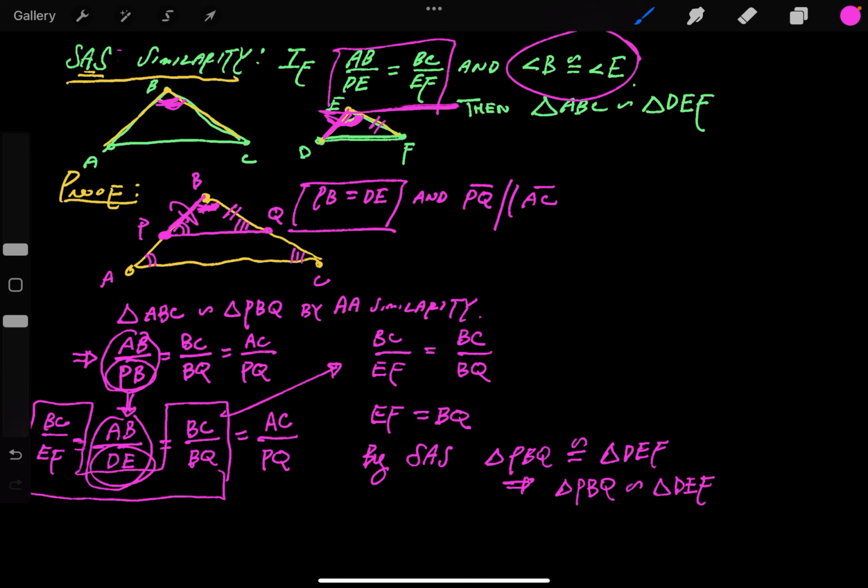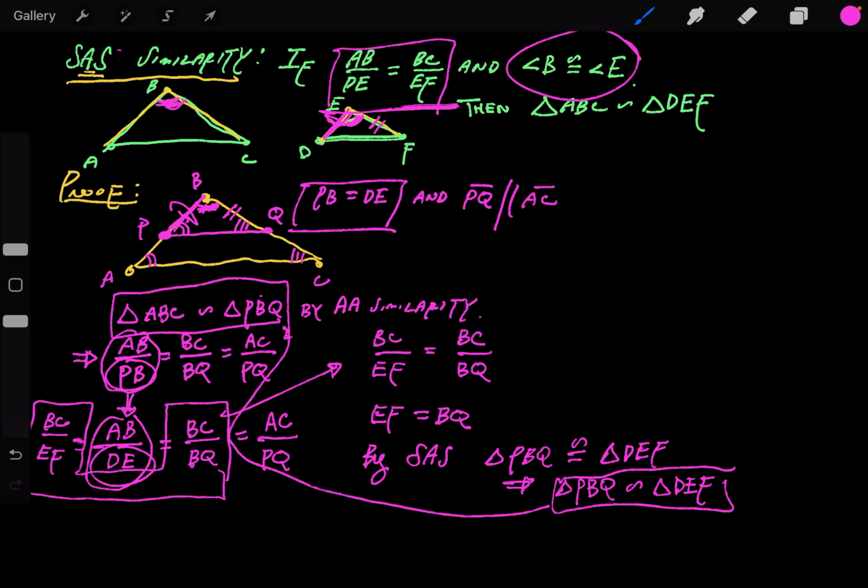And since I proved that these two are, sorry, not congruent, similar: triangle ABC is similar to PBQ, and PBQ is similar to DEF. With these two, I can conclude that triangle ABC is similar to triangle DEF, and I'm done.